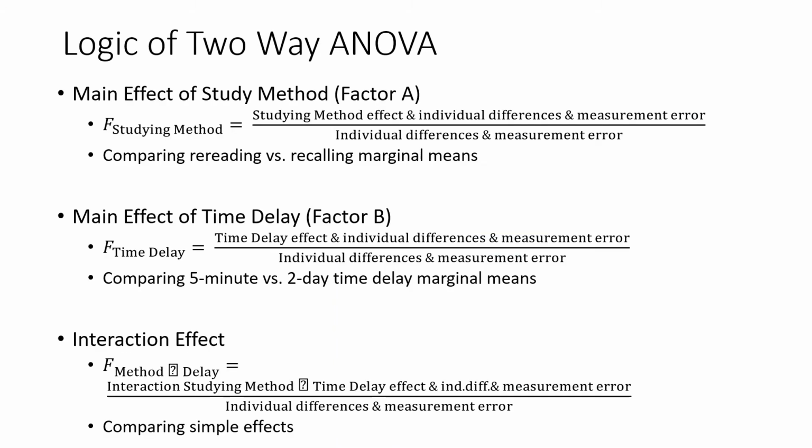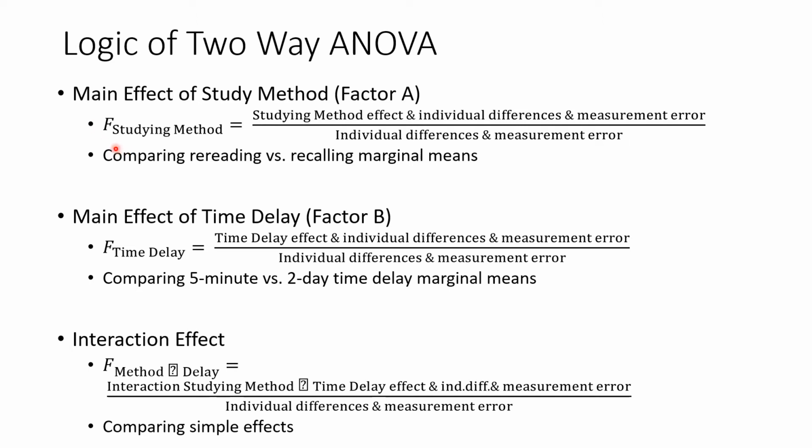More about the logic of the two-way ANOVA. As I indicated, you're going to have three different ANOVAs, three different F values eventually that we will convert and get a p-value for. And each of these two-way ANOVA effects are similar to a one-way ANOVA in that they're comparing the amount of variability that a given factor creates, and then stripping away from that variability created by individual differences and measurement error.